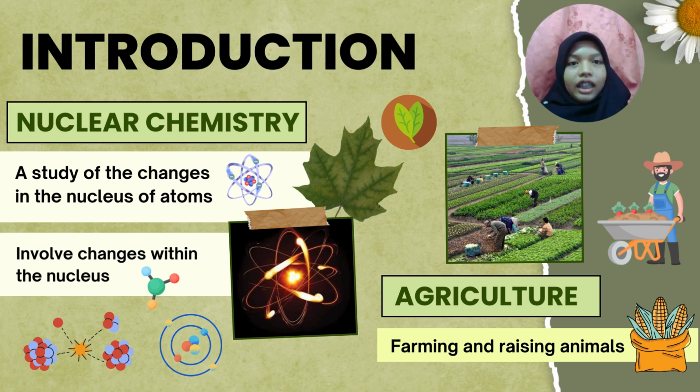So what is agriculture? Agriculture is the science of farming. It describes the practice of growing crops or raising animals to make food for us to eat.